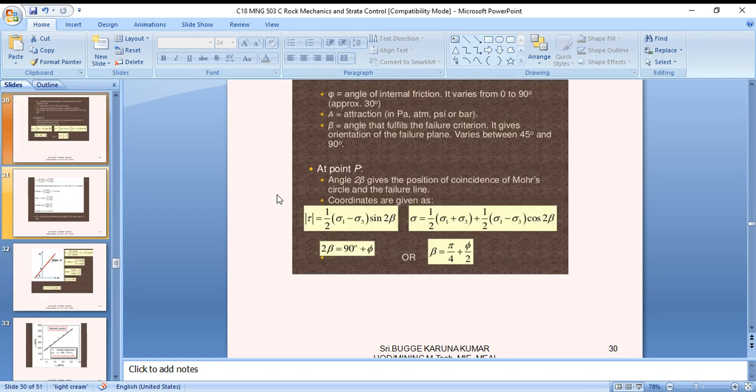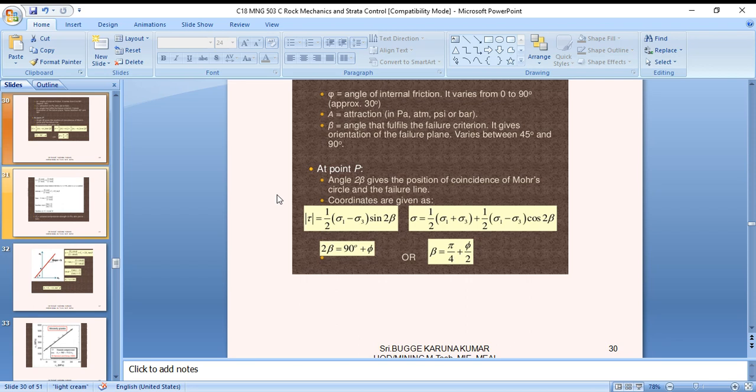And then phi, the angle of internal friction, varies from 0 to 90 degrees, approximately 30. Beta is the angle that fulfills the failure criteria. It gives the orientation of the failure plane, varying between 45 degrees and 90 degrees at point P. The angle 2 beta gives the position of the coincidence of the Mohr circle and the failure line. So, the double of that angle.